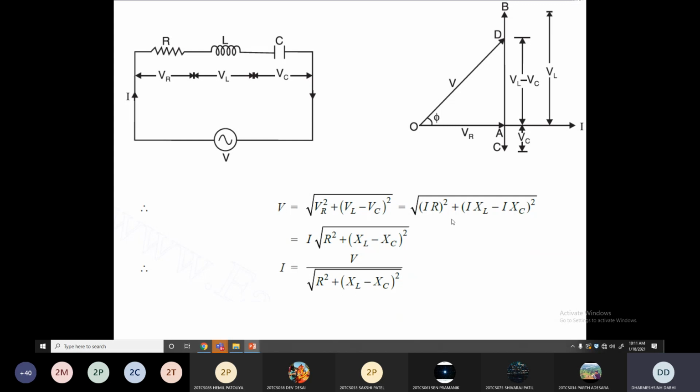So VR is IR, VL is I into XL, VC is I into XC. Take I common. So finally we get the equation of I also. It is V by the square root of R square plus XL minus XC whole square. This denominator part is the impedance offered by this circuit to the current. Clear?